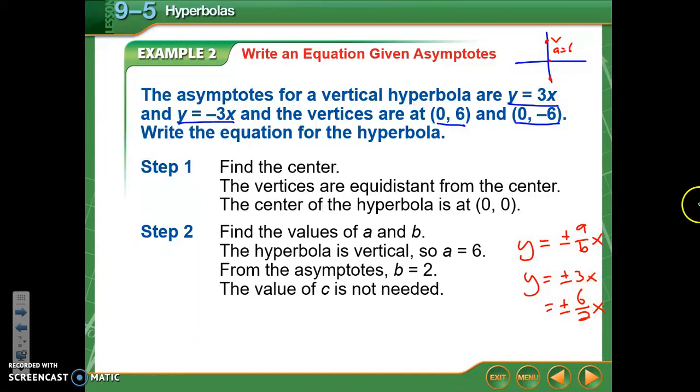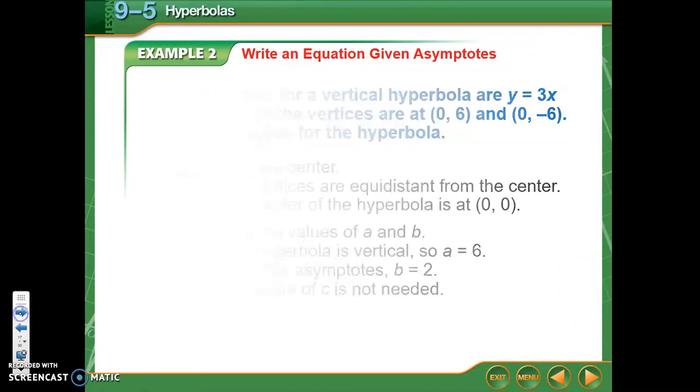Where do I get this 6? I know that a has to be 6 because of the distance from the center to my vertices. And since my asymptote equations are a over b, if a is 6, b has to be 2. I don't need the value of c to write my equation in this case.